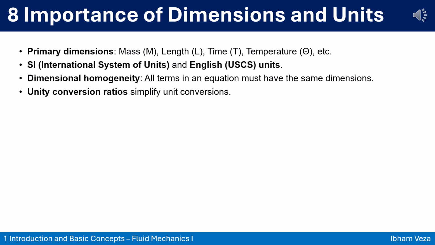To keep equations valid, we follow dimensional homogeneity, meaning every term in an equation must match dimensionally. And when you need to switch units, unity conversion ratios make life easier by letting you multiply by 1 without changing the actual value. Getting dimensions and units right saves you from big calculation mistakes later on.